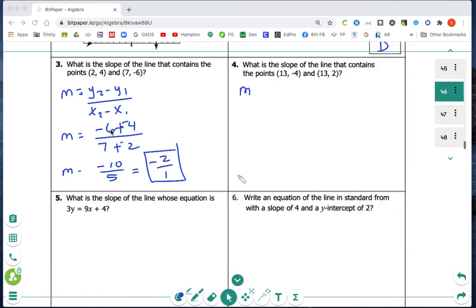M equals, for number 4, y2 minus y1 over x2 minus x1. M equals 2 minus -4 and 13 minus 13. Keep, change, change, keep, change, change. So I'm going to have m equals 6/0. Anything over 0 is going to be undefined.